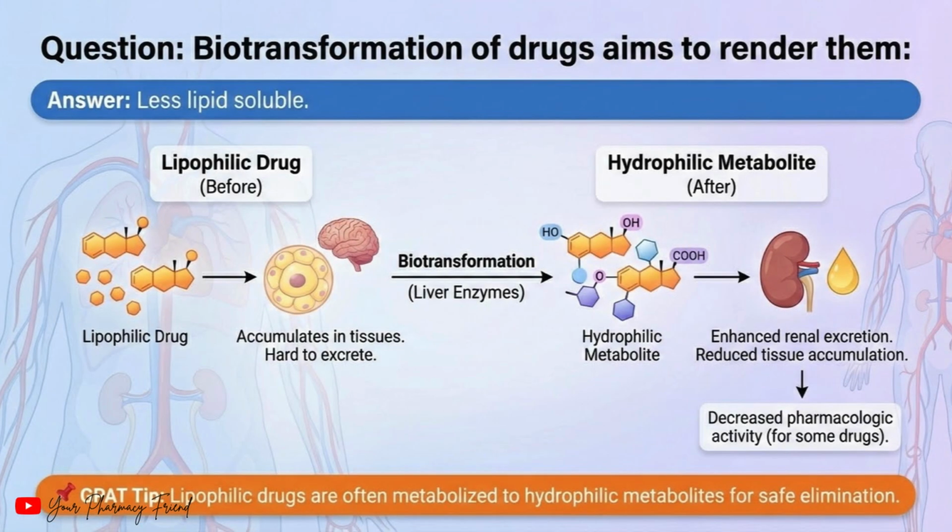Biotransformation of drugs aims to render them less lipid-soluble. Biotransformation generally renders drugs less lipid-soluble. Converting lipophilic drugs into more hydrophilic metabolites reduces tissue accumulation, facilitates renal excretion, and can decrease the duration of pharmacologic action. This process ensures safe elimination of drugs from the body.